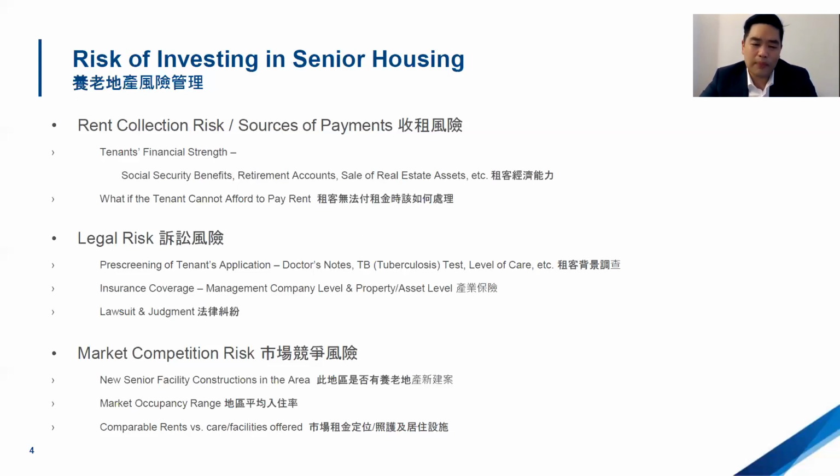So there's quite a bit of risk, but before investing, you just have to make sure that you go over all these risks. And obviously, you want to make sure you work with someone who is professional, who understands the business, not just on the real estate side, but also on the management side.